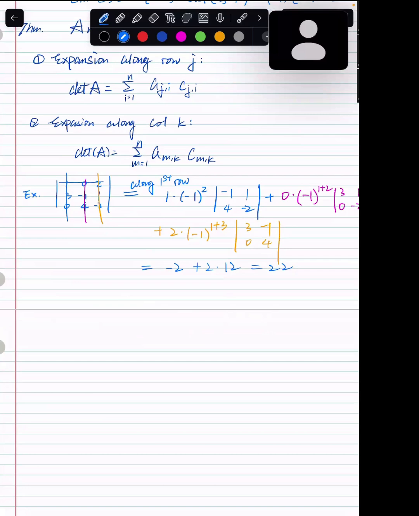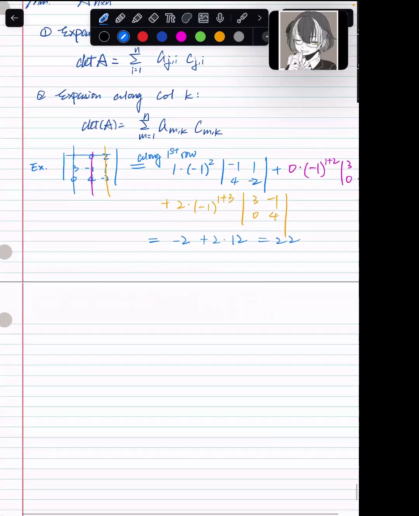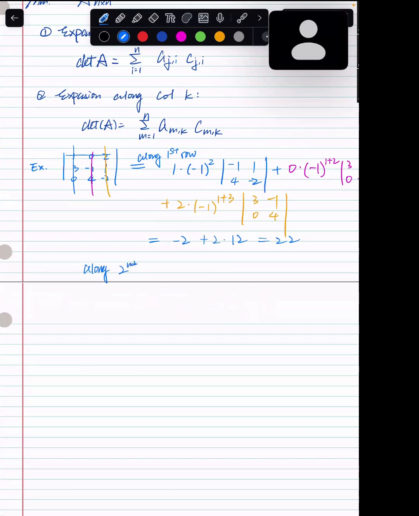Okay. So we can do another one along, maybe that's just like a trick. Yeah. Along the second column is an exercise.